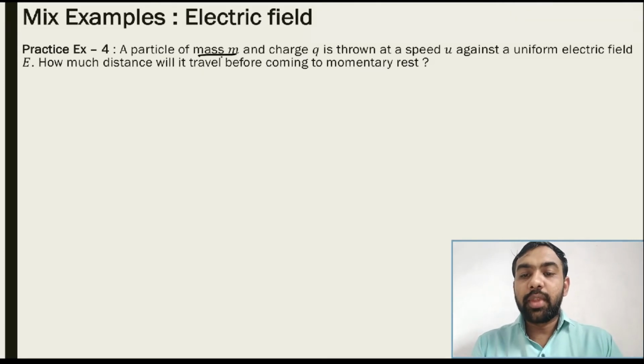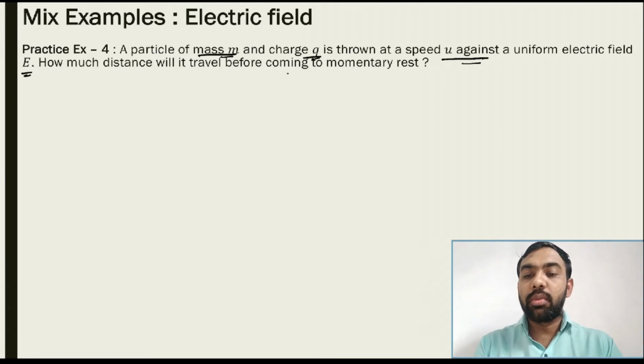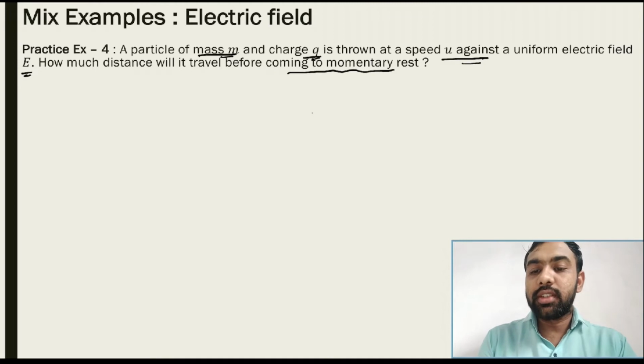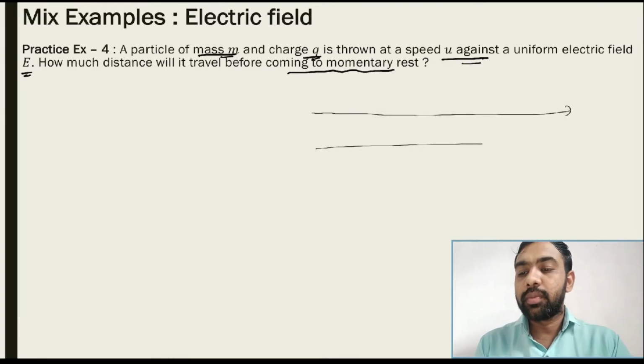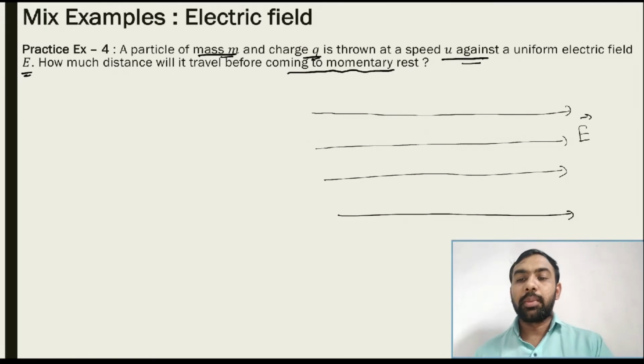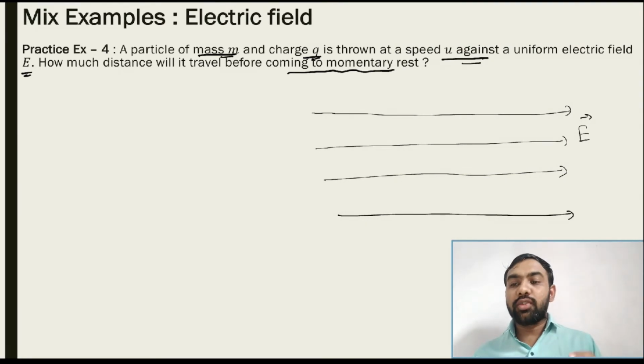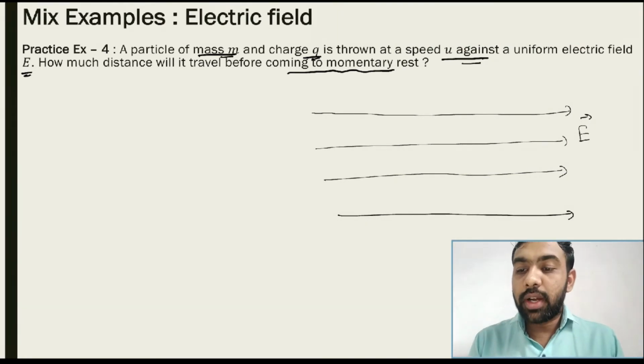A particle of mass m and charge q is thrown with a speed u against a uniform electric field E. How much distance will it travel before coming to momentary rest? Let's consider the situation. Suppose this is the uniform electric field E, directed to the right-hand side. This charged particle has charge q and mass m.